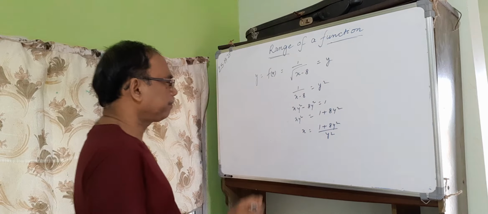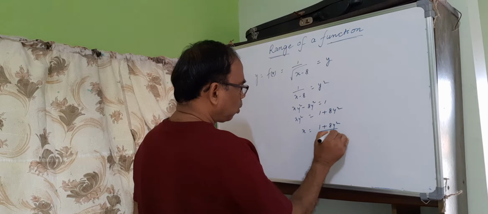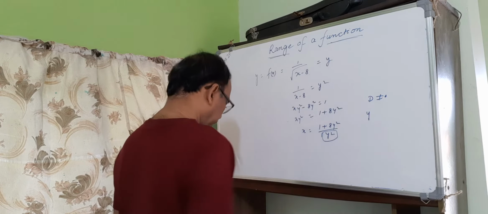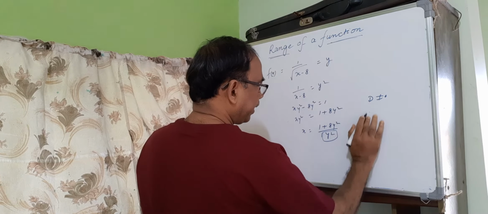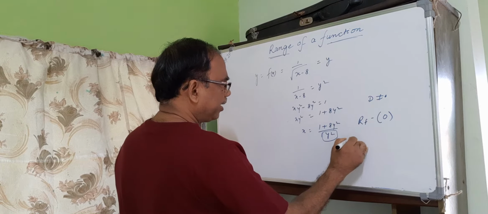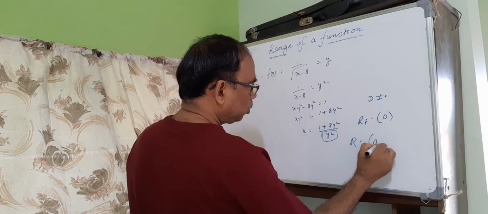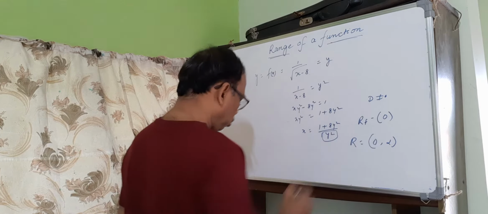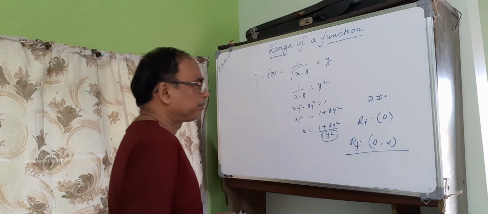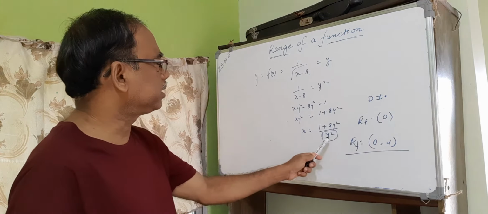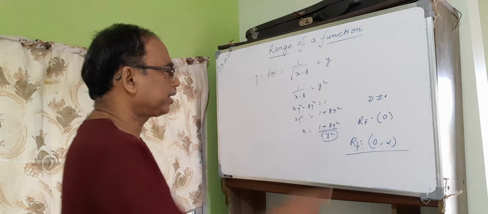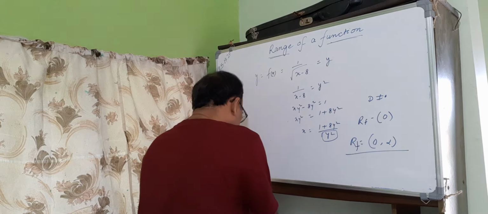Here, just like the previous one, focus on the denominator; the denominator should not be equal to 0. That's why the range of the function is all reals minus 0. That is, the range is 0 to infinity, where 0 is not included. Except 0, any real number should be the range of the function. That is, 0 to infinity is the range of this function.